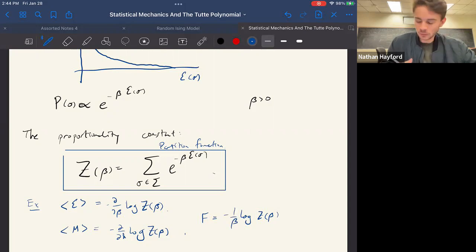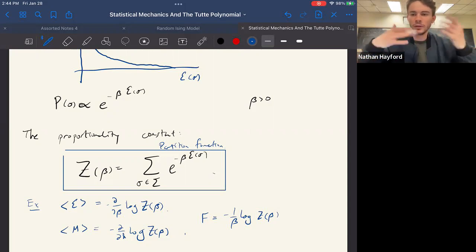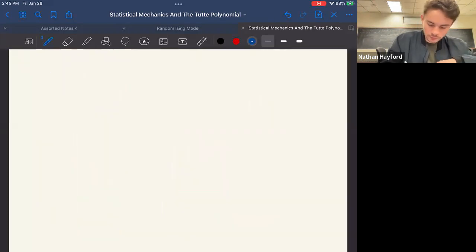Free energy. Lots of important quantities that we want to compute, statistically speaking, can be computed in terms of this object called the partition function. For all intents and purposes, if I know the partition function, I know everything I need to know about this magnet and its statistical properties. So the question is how to compute the partition function in general.